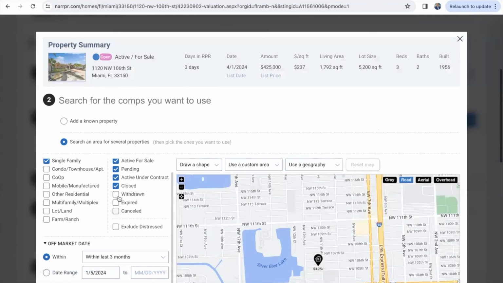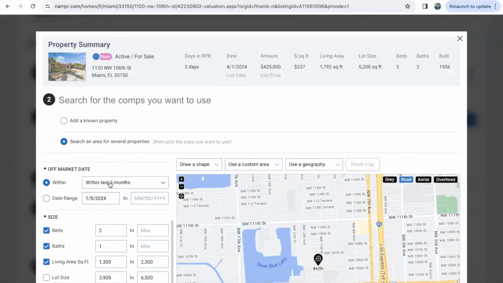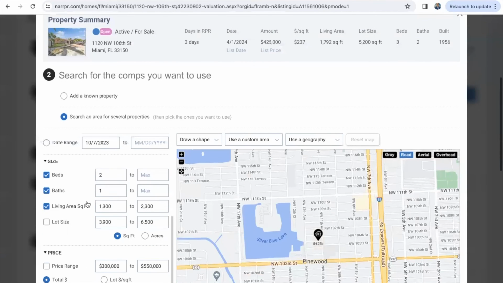We are going to use active, pending, under contract, and sold. We're going to go back 6 months, not 3 months. And we're going to do 3 bedrooms as a minimum and 2 bathrooms as a minimum. We're going to stay between 1,300 and 2,300 square feet. Notice the property is almost 1,800 square feet, so 1,792. And then very important to also mark lot size, so we stay within the allowable range for our lot size.